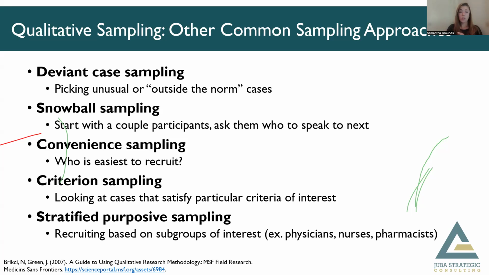Convenience sampling, often used, is who's easiest to speak to, who's available and convenient. There could be criterion sampling, which is where you have a specific criteria of interest and you're only interested in sampling participants who meet that criteria. And then there's also stratified sampling. So that's recruiting essentially subgroups of interest. Say, for example, you're interested in healthcare workers, you could recruit some physicians, some nurses, some pharmacists, different subgroups within that larger category.